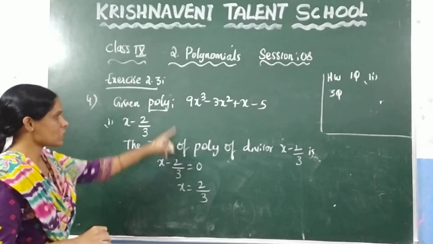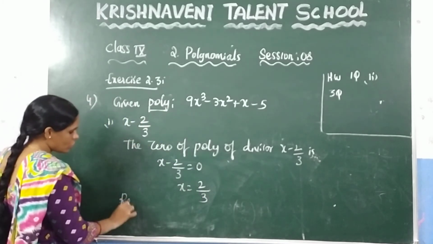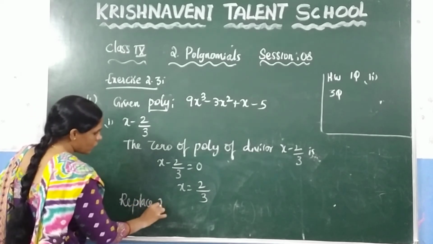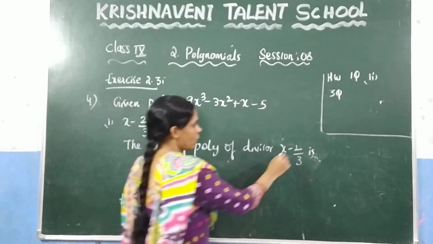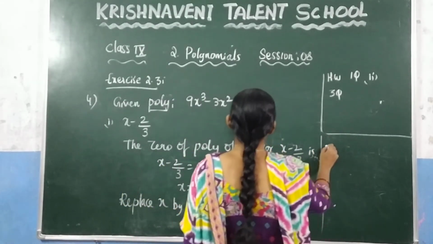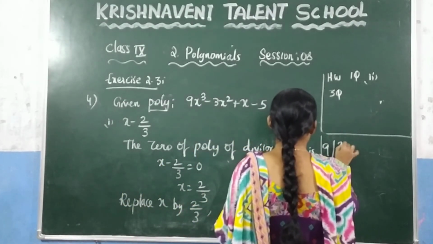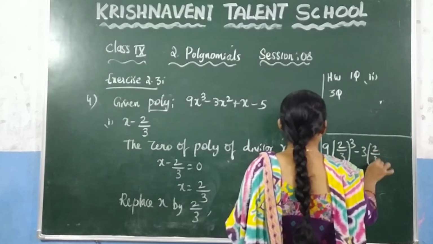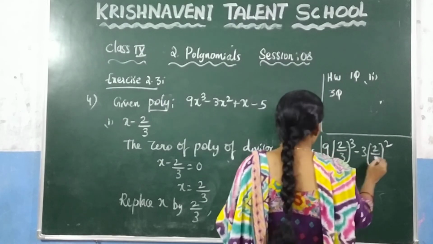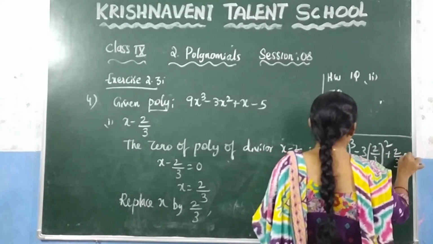Now, what is the step? Just replace x by 2 by 3. What you will get if you are replacing x by 2 by 3? You will get here 9 into 2 by 3 whole cube minus 3 into 2 by 3 whole square, and after that plus 2 by 3 minus 5.